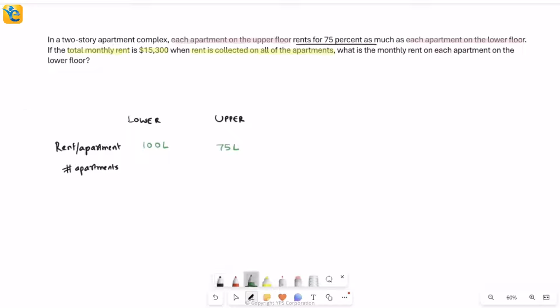Well, let's just suppose that it's X apartments on the lower floor and Y apartments on the upper floor, because I have no information. Then if I combine these two things together, the total rent for every floor I can get by simply multiplying rent per apartment by number of apartments. So if I do that, this is 100LX, this is 75LY, and my information about total monthly rent, I can translate that into an equation this way. So 100LX plus 75LY is 15,300.